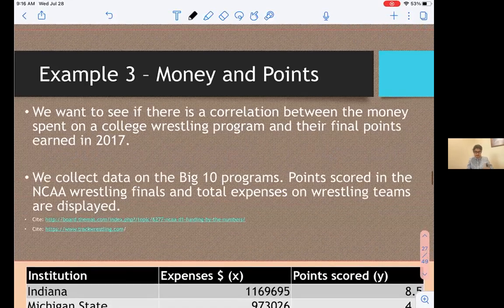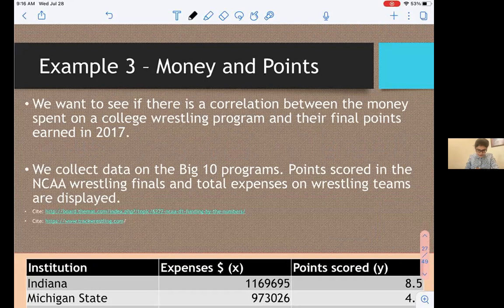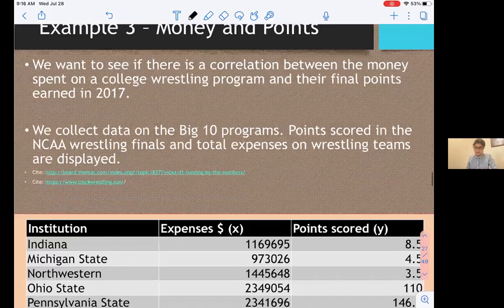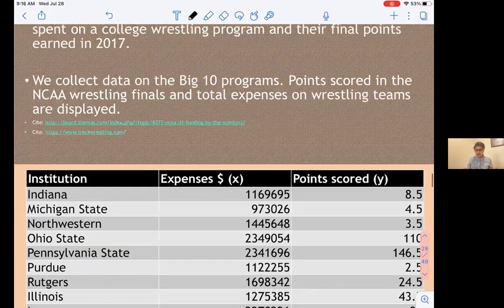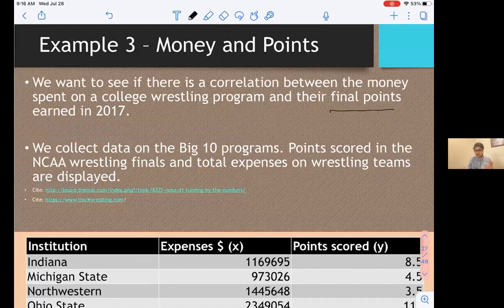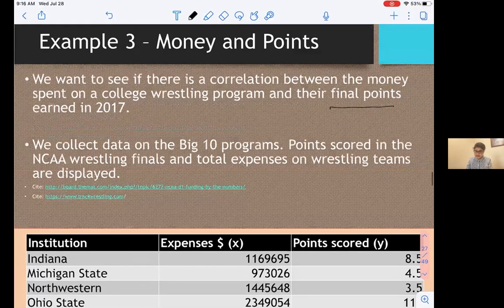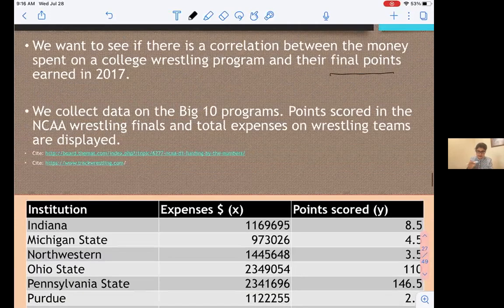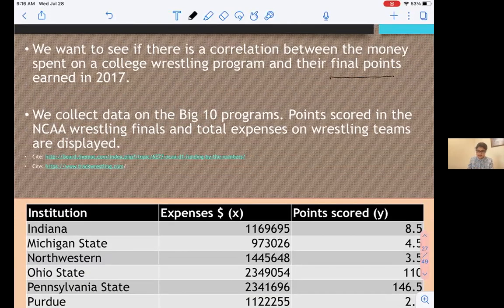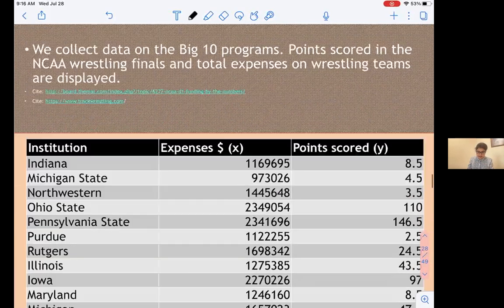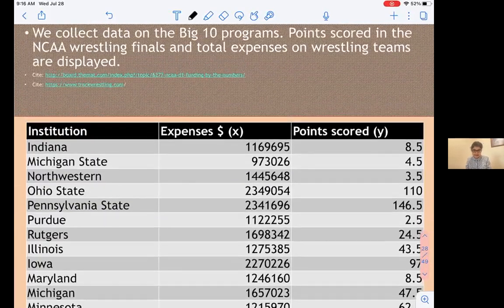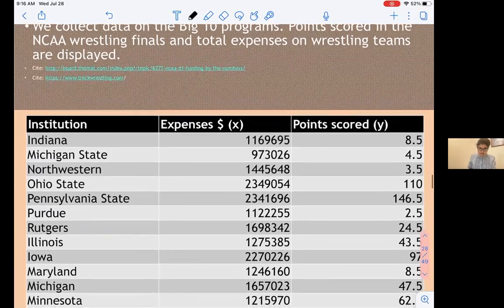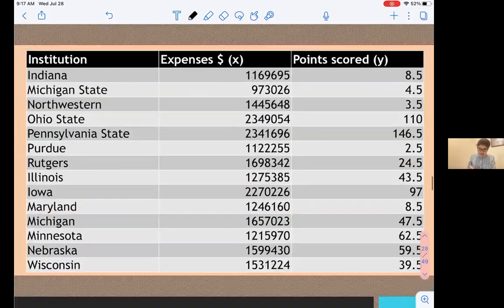In the next example, money and points, we want to see if there is a correlation between the money spent on the college wrestling program and their final points earned in 2017. So now we have the same data, but instead of placement, we are looking for the final scores they earned in 2017. So the Y value is the final points they earned. We collect the data for Big Ten programs, so for the points scored in the NCAA wrestling finals and the total expenses on the wrestling teams, these are displayed over here. So X values are the same.